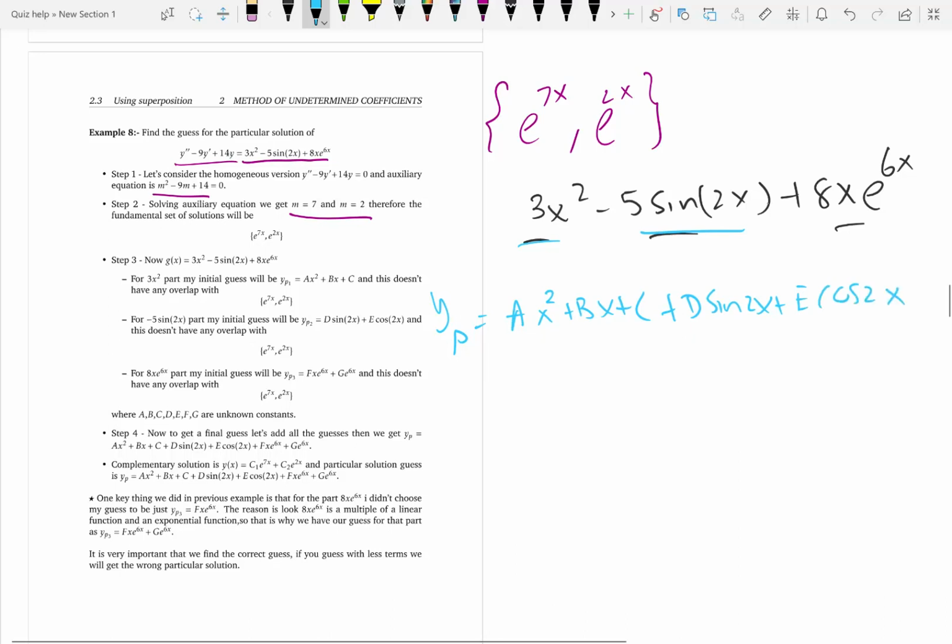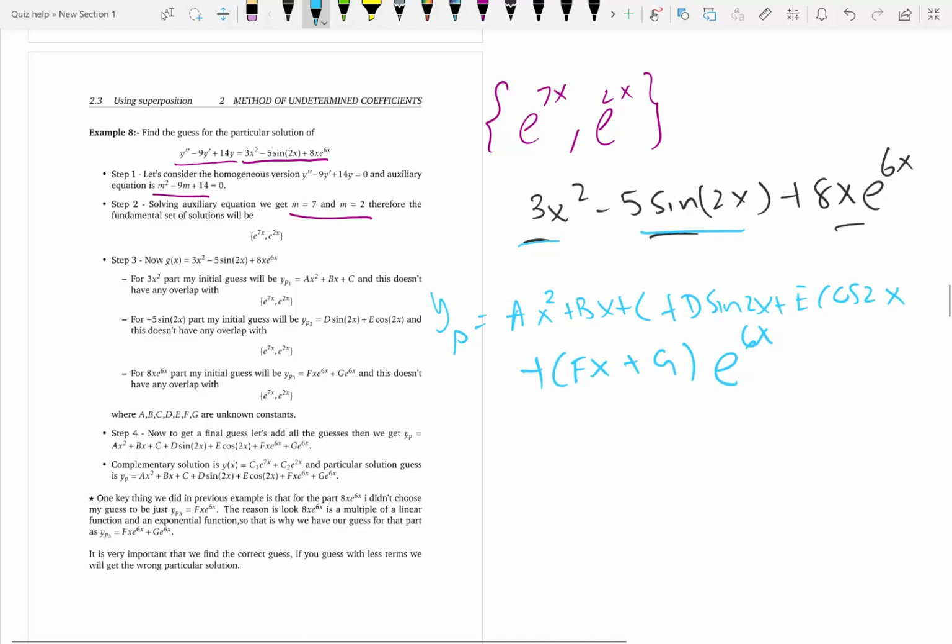Then you go to the exponential part, a linear function times the exponential. So we can write, what is the next letter? I'm forgetting the alphabet: A, B, C, D, E, F. So fx plus g, times e to the 6x. So a linear times the exponential.